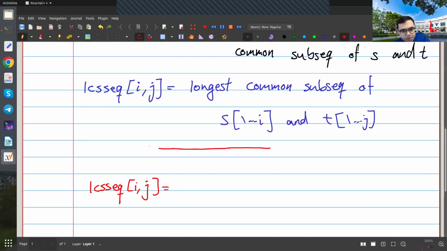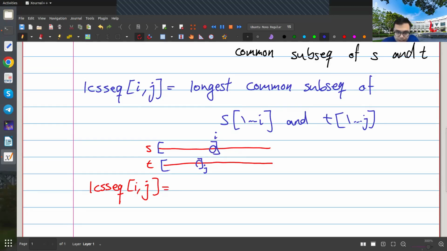So just imagine that this is my first string and this is my second string. I'm saying I'm only looking at the first I characters here, and I'm looking only at the first J characters here. Okay. I want to find a string that is a subsequence of both of these. So I'm just going to look at the very last character here and the very last character here. Right? Now, my question is, does my longest common subsequence contain these two last characters? It can contain them only if they're the same character.